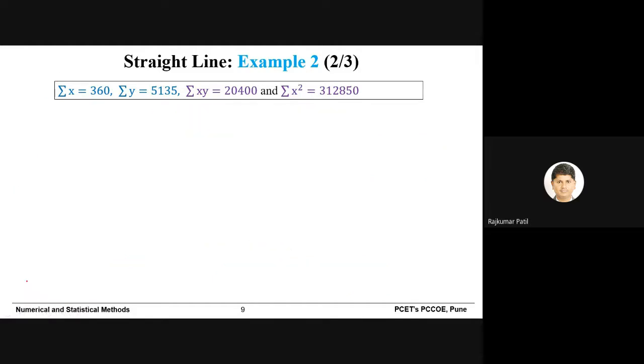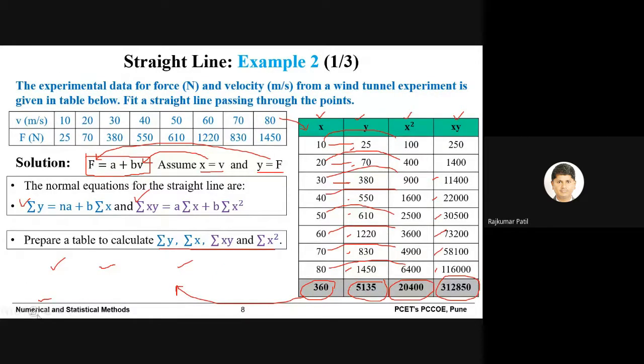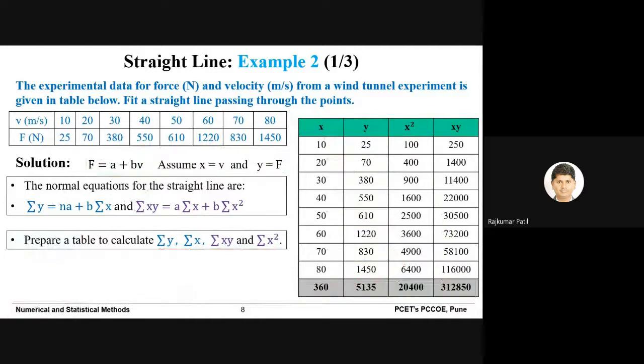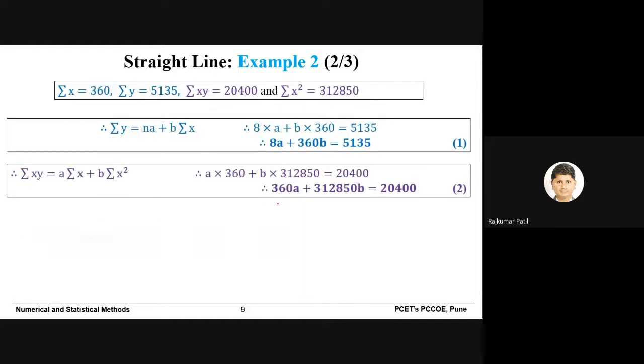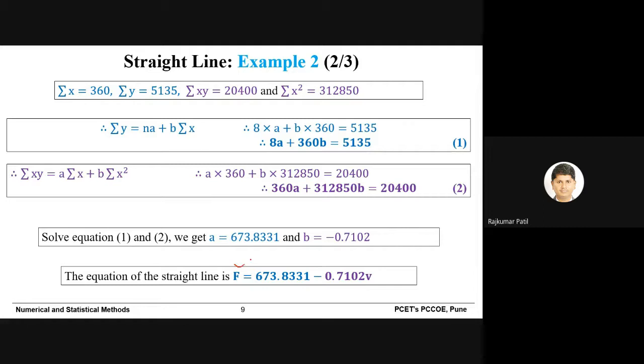Now briefly we will go back. Here you can see we got the equation. One may be interested to know how much force is exerted when velocity is 45 meter per second. Or somebody may be interested to know what is the force when the wind velocity is 100 meter per second. Such types of predictions can be made by using the equation that we derived, that is, this particular equation.